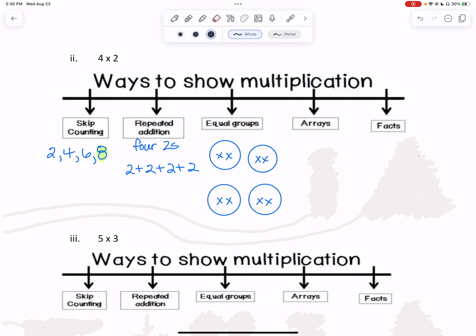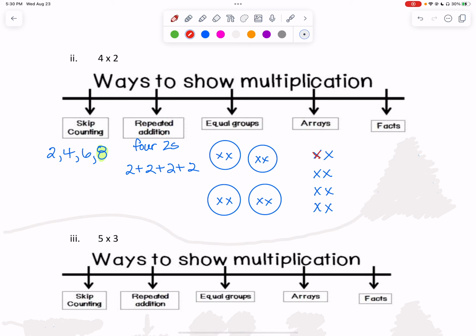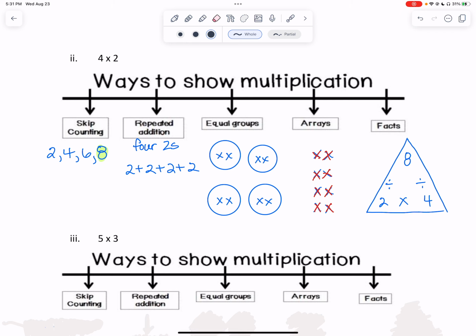My arrays, I'm going to start off with my rows first. So when I drew this, and when you draw it with your class, you could say, okay, I'm going to have my 4 rows, and each row has 2 in it. So I draw that first column, draw this column first to set up how many rows I have. Okay. And finally, my fact families. So 4 times 2 we said is 8. So 8's going to be at the top and the 2 and the 4 is going to be at the bottom.